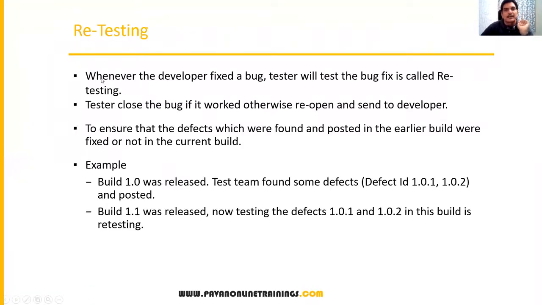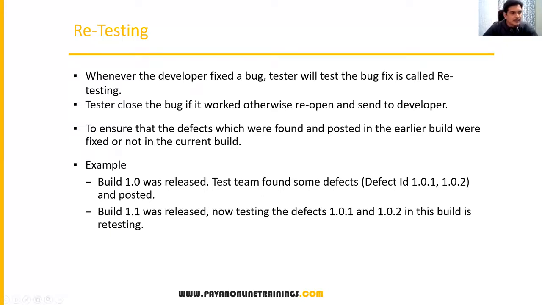Let me explain again. Whenever the developer fixes a bug, the tester tests the bug fix, which is called retesting. What does bug fix mean? A bug fix is nothing but a fixed bug, whatever bug the developer has already fixed. It is a technical term. Whenever the developer fixes a bug, the tester tests the bug fix, which is called retesting, because we are testing again after the developer fixed that bug. The tester closes that bug if it worked. Otherwise, he reopens it and sends it to the developer.